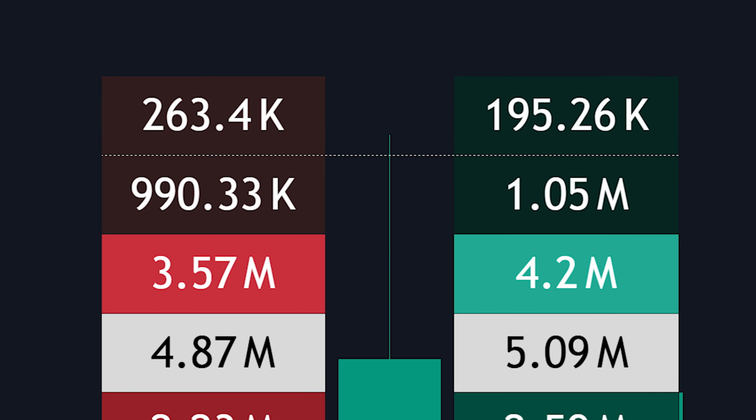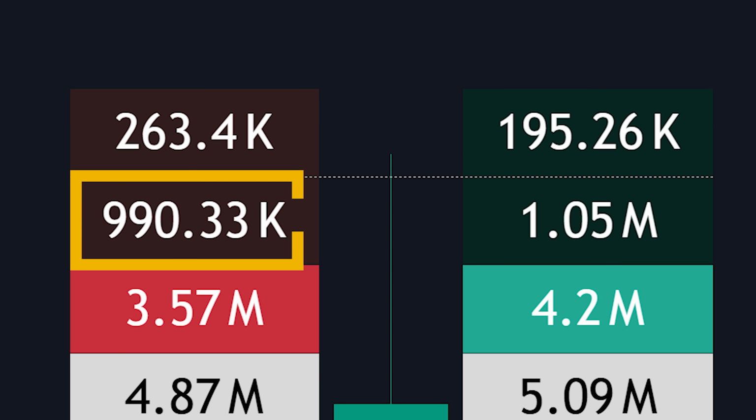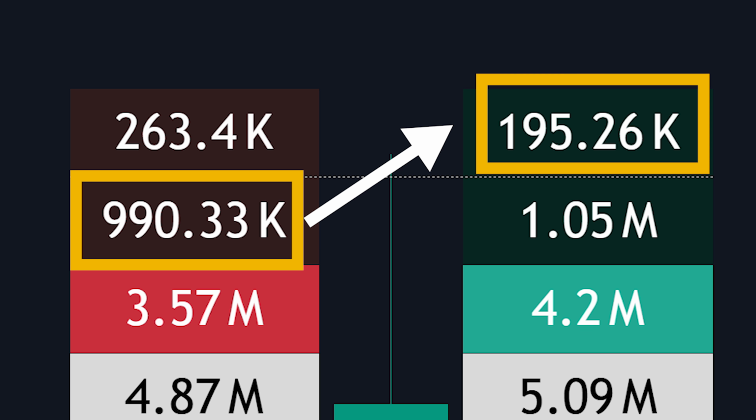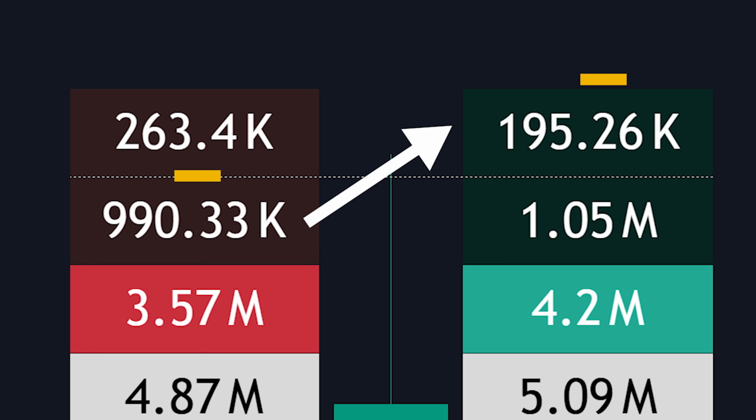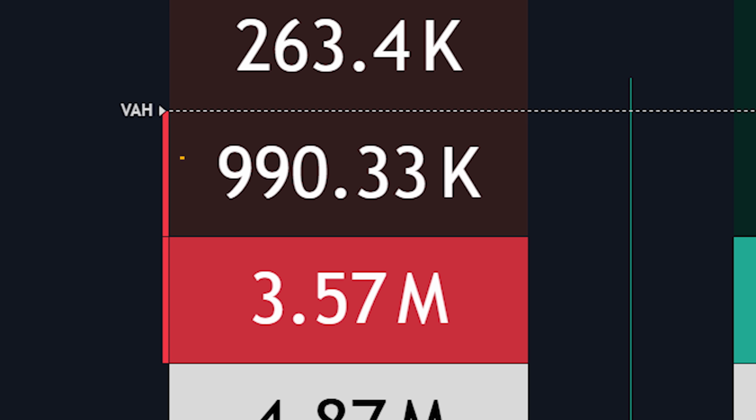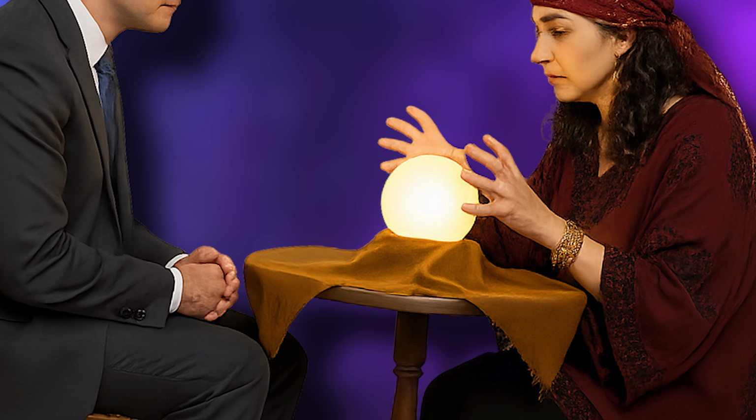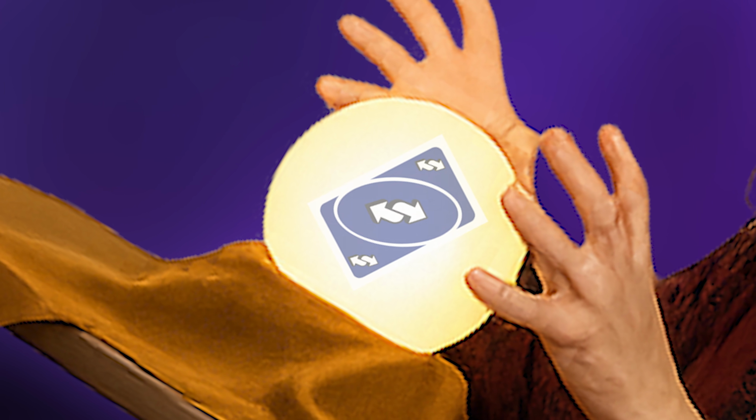So if we take a closer look, the sellers had 990,000 volume compared to the buyers only having 195,000 volume, which is obviously more than 3 times the amount. So in return, a small red rectangle or imbalance is printed next to this number. If we use these imbalances correctly, we can predict exactly where price is likely to reverse.